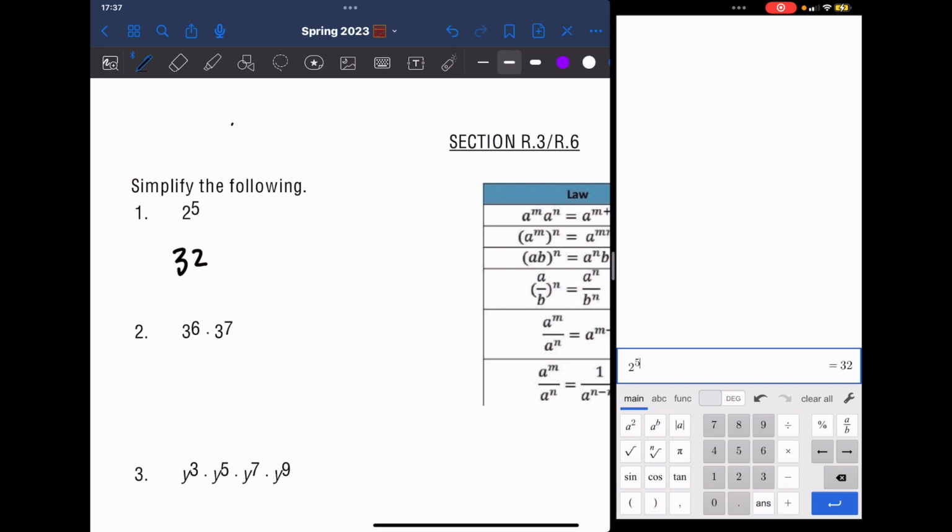For number 3, I'm going to clear that. 3 raised to the 6th, arrow to the right, and then 3 raised to the 7th. You're going to get 1,594,323.